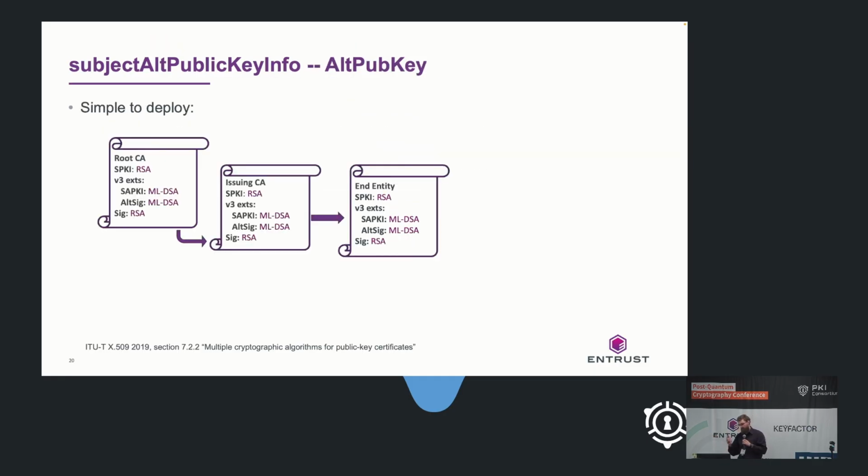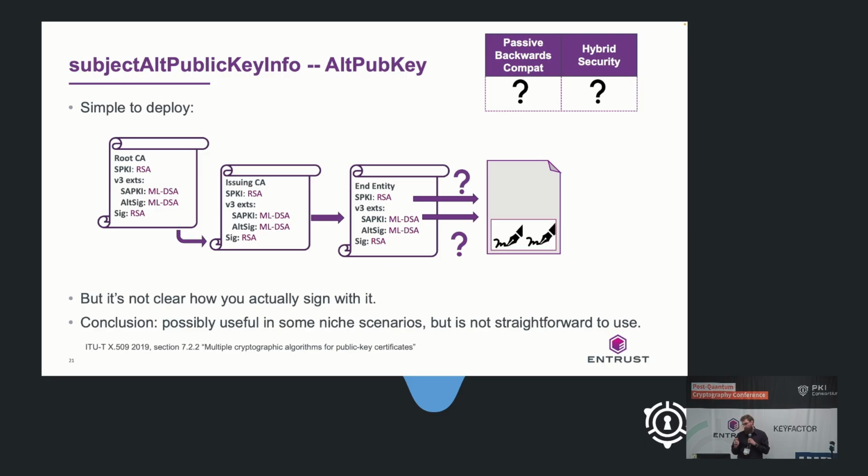But again, it has the same problem as multi-certs. Well, it has the same pro as multi-certs in that it's very easy to deploy. But it also has the same con as multi-certs in that now at the bottom I have two keys, and what do I do with two keys? Do I use one? Do I use the other? Do I use both?